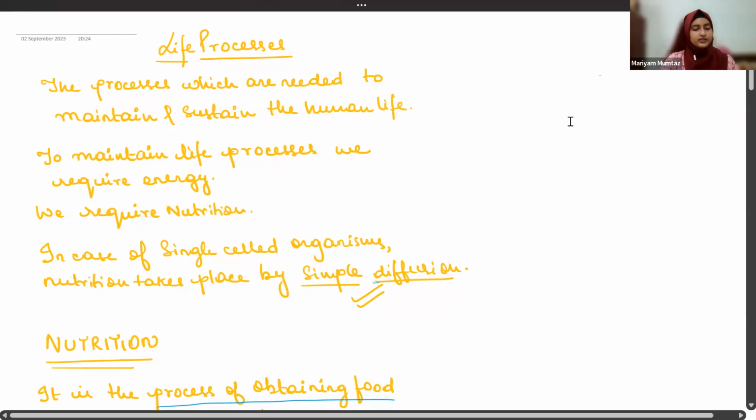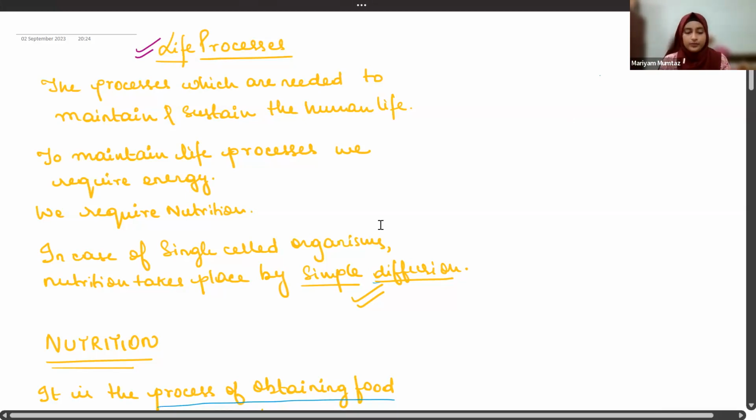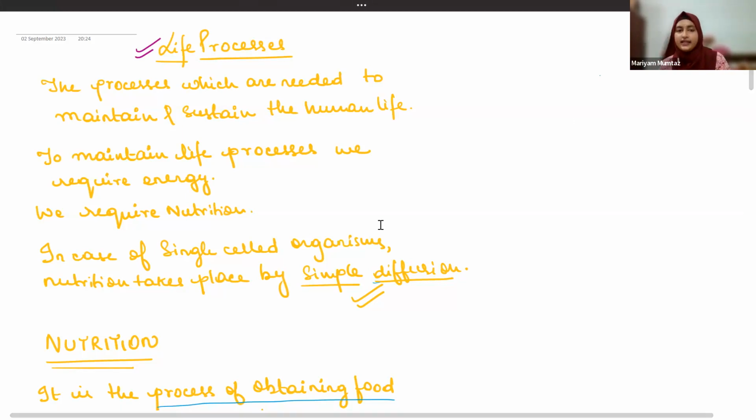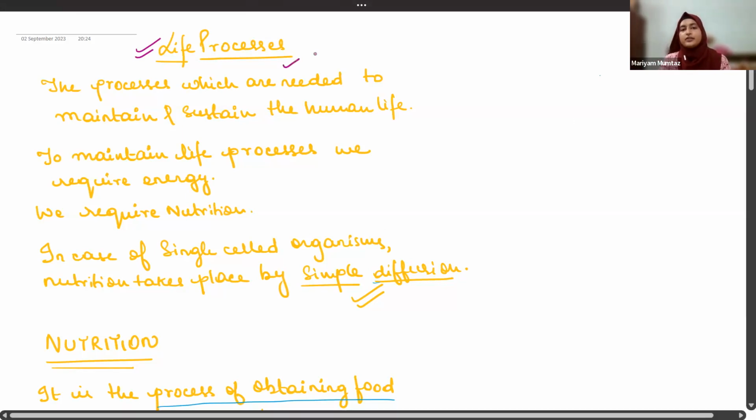What do you mean by life process? It's a process which we need to maintain life. Yes, correct. All those processes that are required by us, that are present to maintain human life, also to sustain our life, those kinds of processes are known as the life processes.